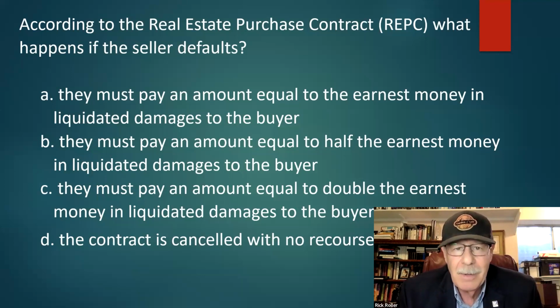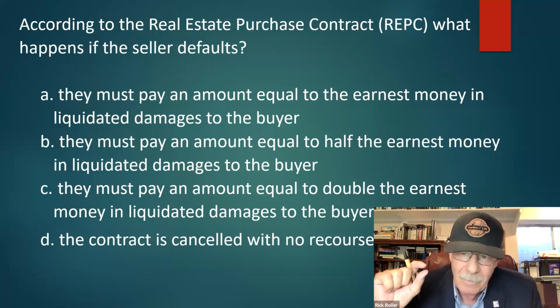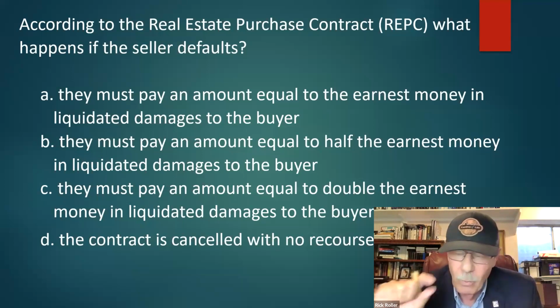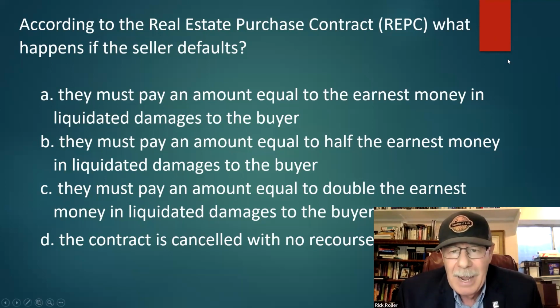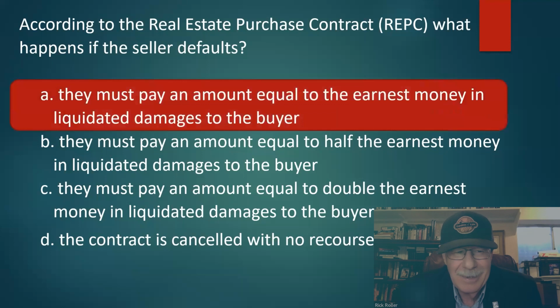A, they must pay an amount equal to the earnest money and liquidated damages to the buyer. Yeah. Now, if you had read the REPC, you would have seen that sentence right in the REPC. Okay, so that is the correct answer. B, they must pay an amount equal to half the earnest money. No, it didn't say that at all. C, they must pay an amount equal to double the earnest money. They didn't say that either. D, the contract is canceled with no recourse against the seller. No, that's not true either.